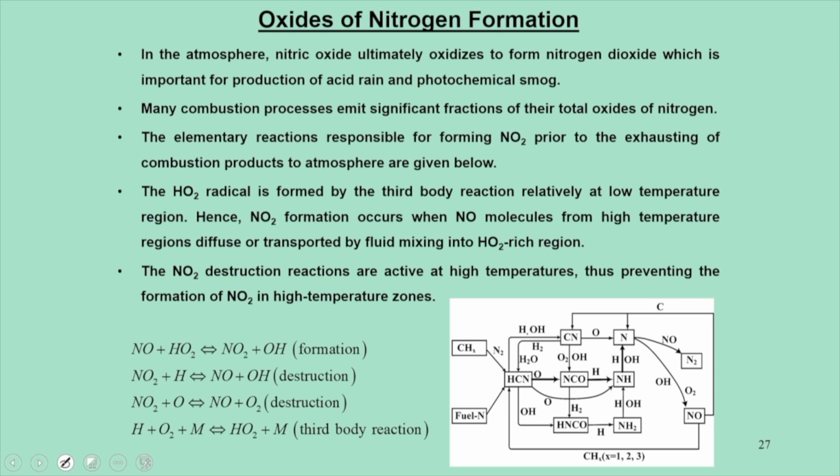This is again a point that needs to be emphasized here: we have NO2 formation, and from NO there is a possibility we can get NO2, and NO2 again can recombine with hydrogen to give NO plus OH. So whatever I have shown here, OH, NH, all these things are the consequences of this.